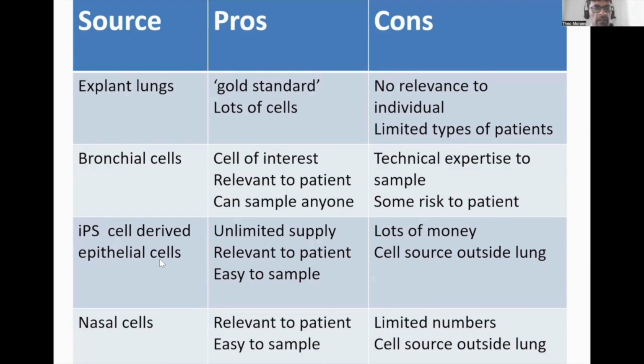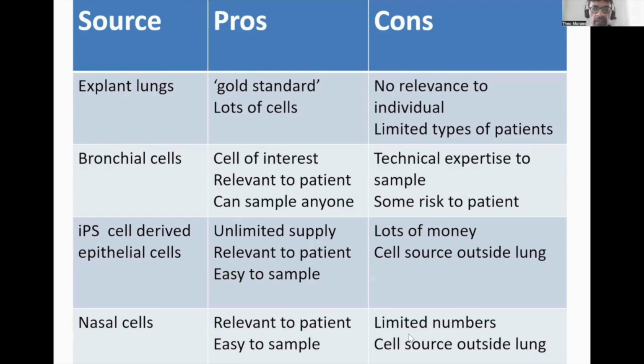Induced pluripotent stem cells, I know you've heard a little, are a great model. You can have unlimited supply of these cells. Theyproduce forever. They're relevant to the patient because they have the same genes, and they're pretty easy to sample in that there's good protocols to derive stem cells from blood samples. The downsides are they cost lots of money. You need lots of technical expertise to turn iPSCs into lung epithelium, and technically it's a source outside the lung.